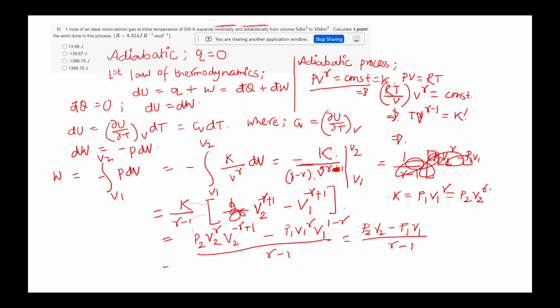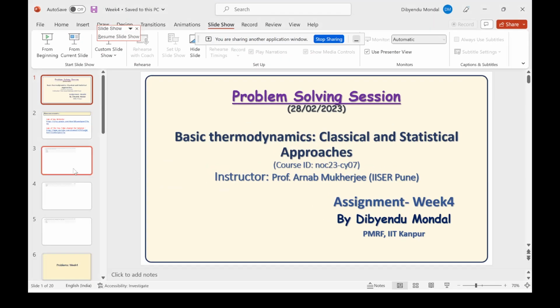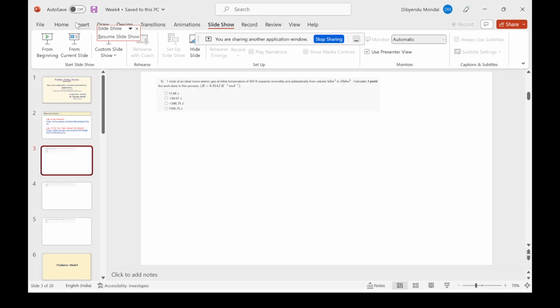And here we can also write, as we know PV is equal to RT, R (T2 minus T1) by gamma minus 1. Let me add a page to this. Insert.